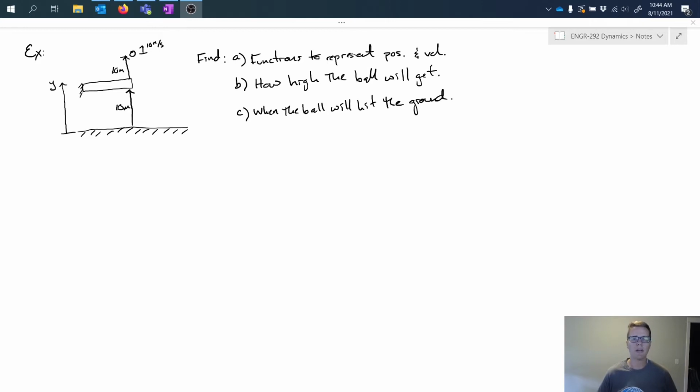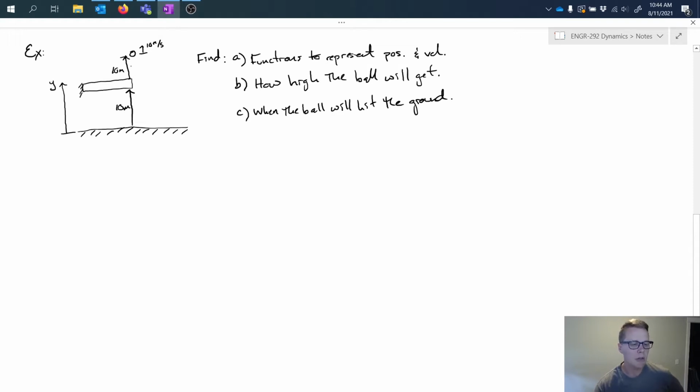I want to work through an example problem of 1D particle motion, which will allow us to look at how we might evaluate something of this nature. So in this example problem, we have a ball that is being tossed in the air from a platform that is at a height of 10 meters. I guess it's a pretty tall platform.